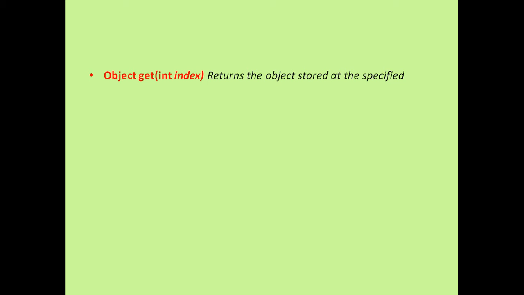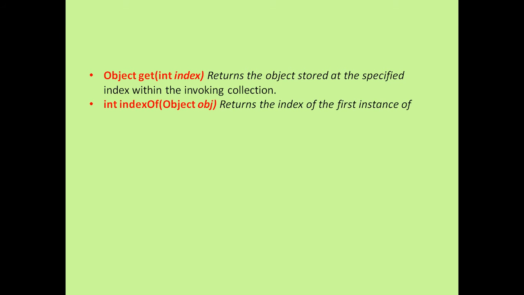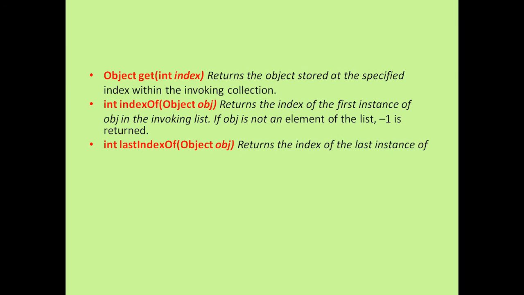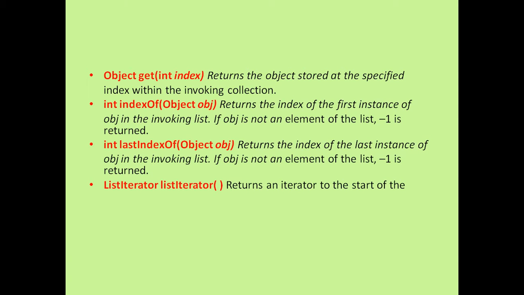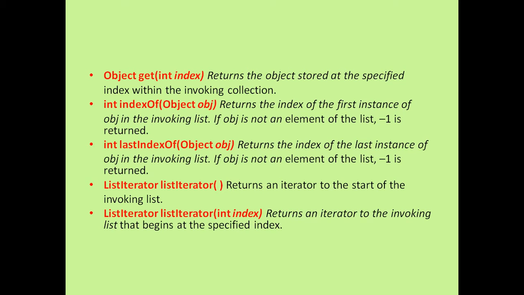And then index of, we pass in the object, it will return the index of the object. Last index of, this will return the index of the last occurrence of the object. All right, and list iterator, it will return the list iterator that can be used to traverse through the collection. And list iterator again, it takes one index value, returns an iterator to the invoking list that begins at the specified index.